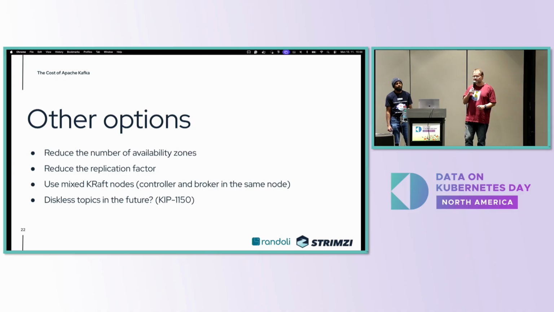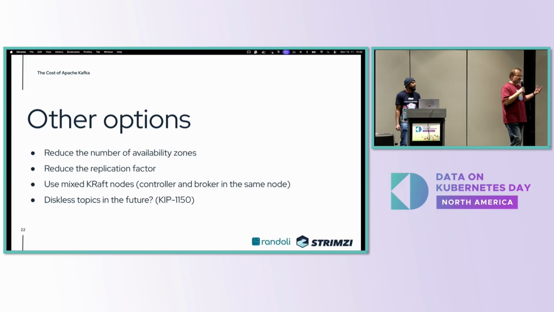And finally, a bit more looking into the future. There's some discussion in Kafka about something called diskless topics, which takes the tiered storage to yet another level and uses remote storage such as Amazon S3 as a store for all the data belonging to the topic. And that way you can save even more costs on the disks attached to the brokers.